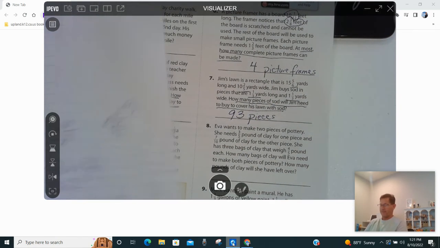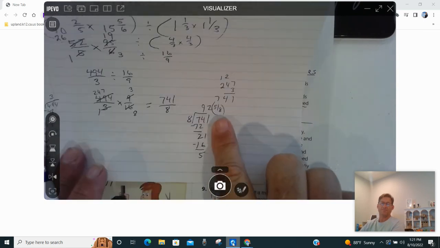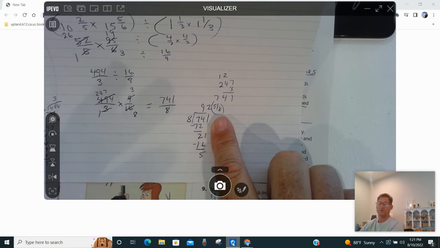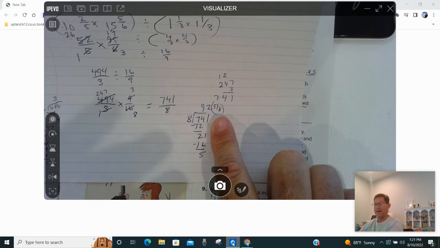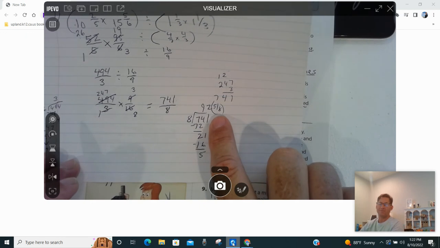Okay. Again, you wouldn't sell a 5/8 piece of sod because he's going to have them 1 1/3 by 1 1/3. So it comes out to 92 and 5/8 pieces. So he just needs 93 pieces.